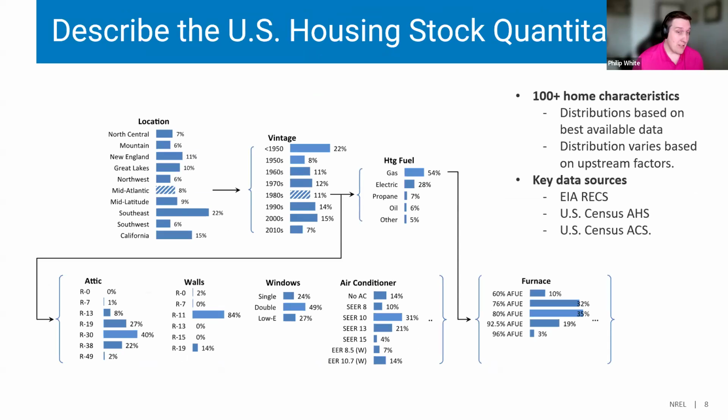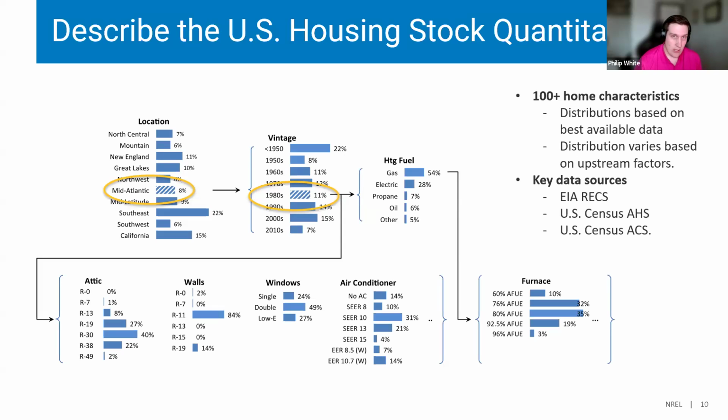So this is how we build our building stock characterization. It's a set of over 100 dependent probability distributions, and we use the best available data, sources like the Residential Energy Consumption Survey from the EIA and US Census data. And we built these dependent housing characteristic distributions. We know that if a home is in the mid-Atlantic in the 1980s, it has a specific probability of having gas heating fuel, a specific probability of having R30 attic insulation, and so on.